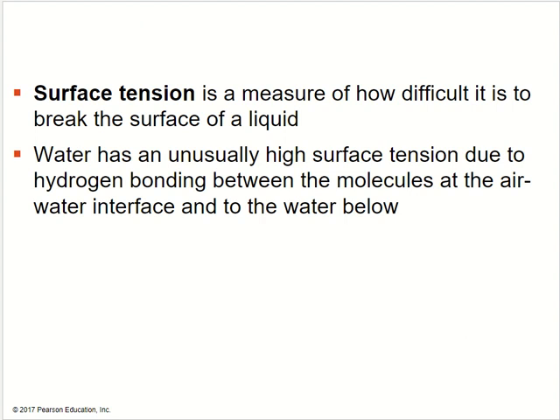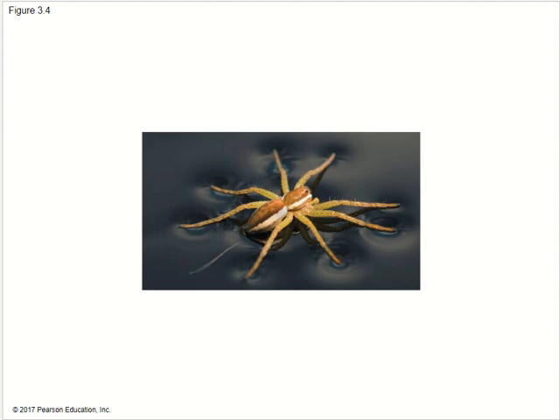Getting back into surface tension, water has an unusually high surface tension due to hydrogen bonding between the molecules at the air-water interface, and to the water below it. This allows certain organisms to actually rest on top of water or walk across it.